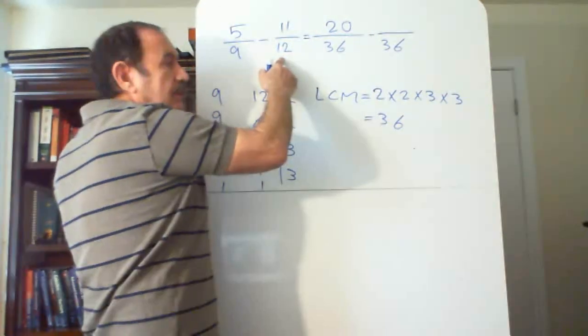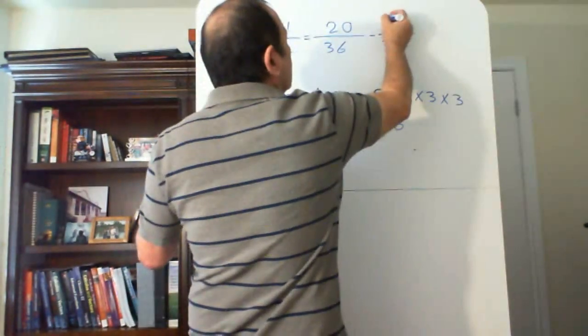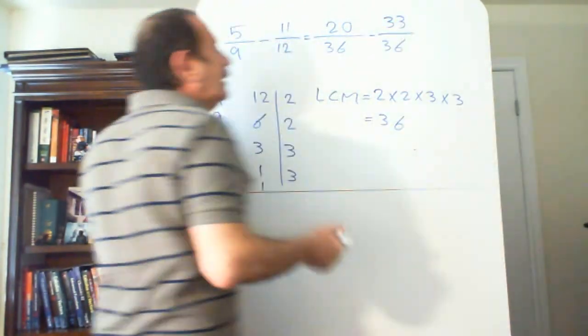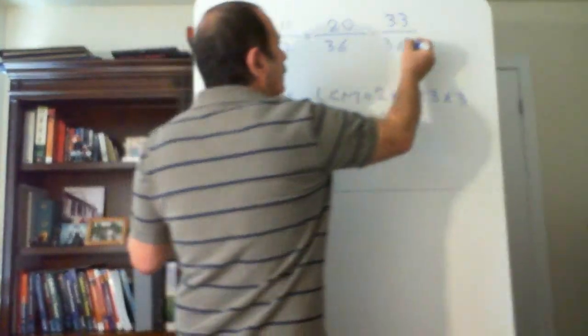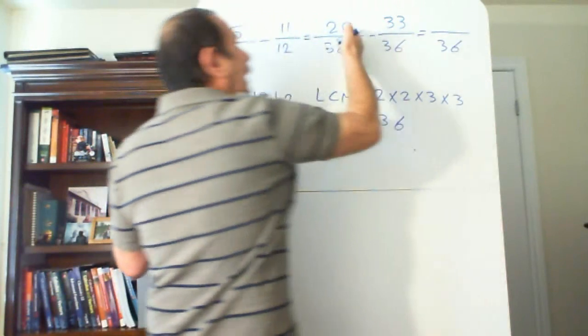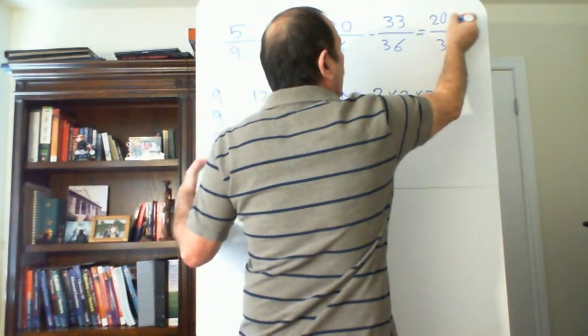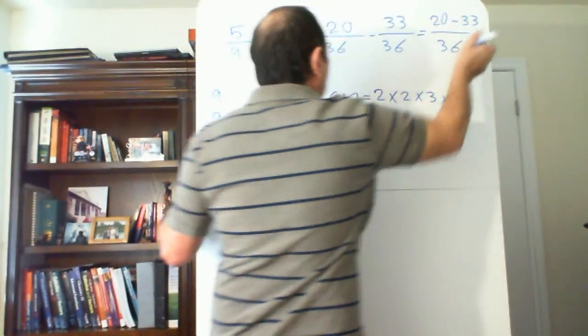36 divided by 12 is 3, 3 times 11 is 33. We have the same denominator. Write the same denominator and do the algebraic addition of the numerators, which is going to be 20 minus 33.